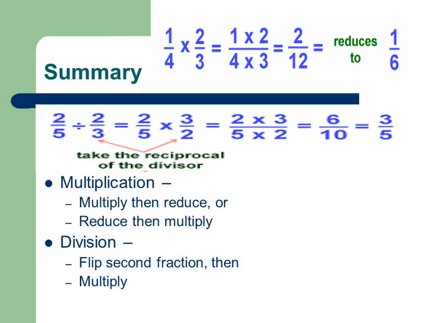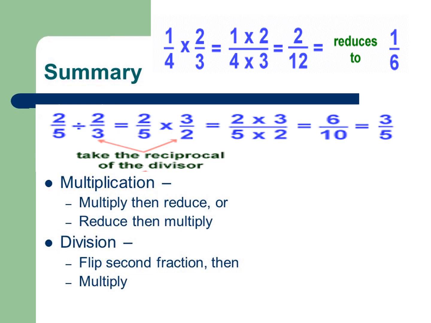Now, as a summary, we are going to say how to multiply fractions. As we said, first you can multiply, then reduce, or reduce, then multiply. 1 over 4 times 2 over 3. 1 times 2, you multiply the numerators first, and then the denominators to get 2 over 12, and then you simplify it into 1 over 6. You simplified it by 2.